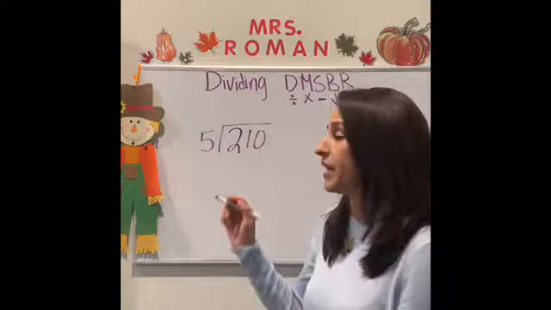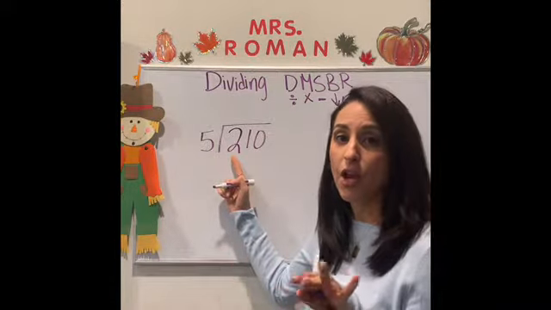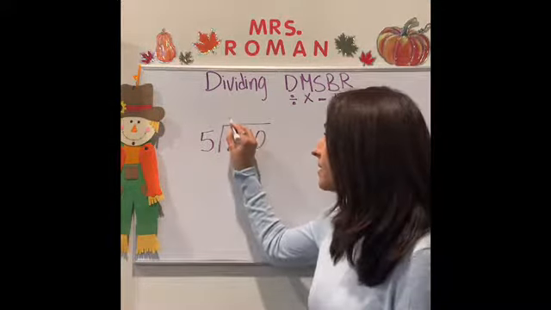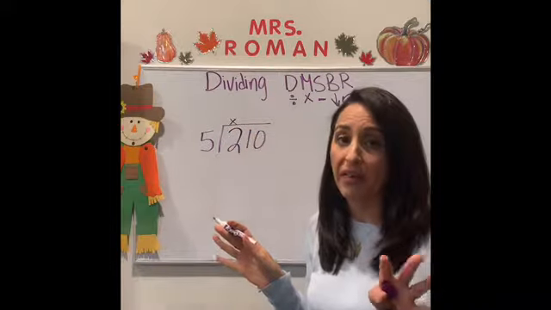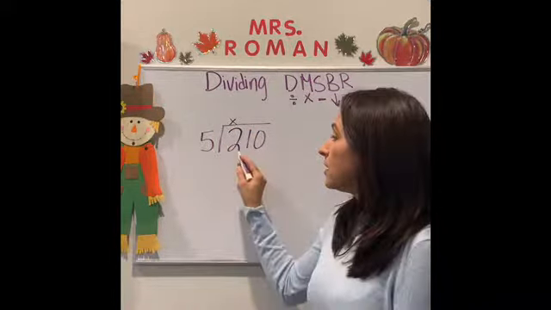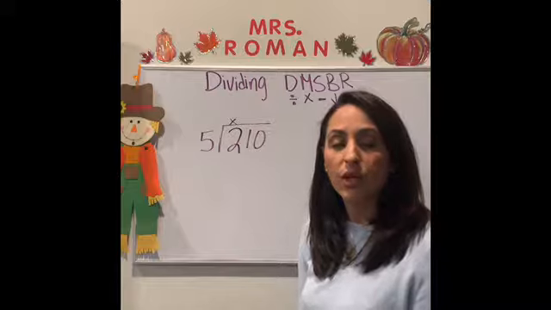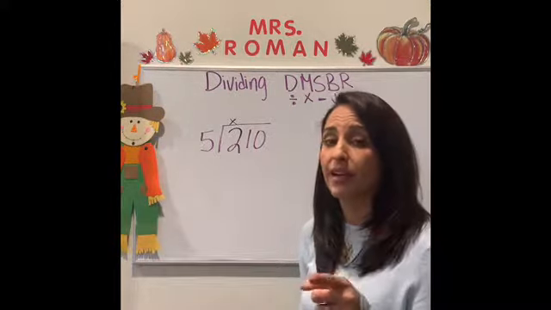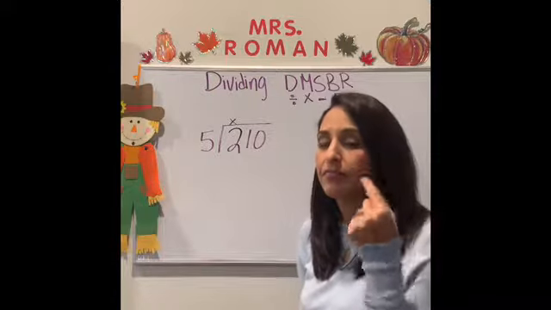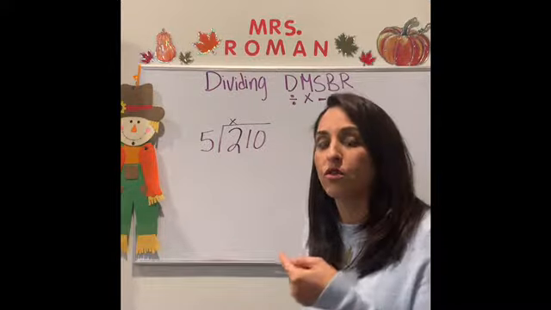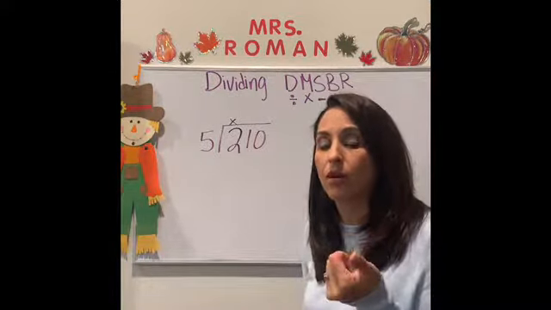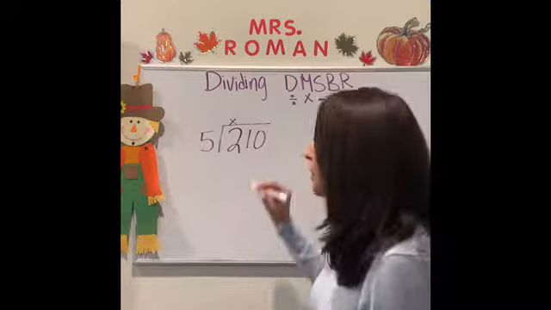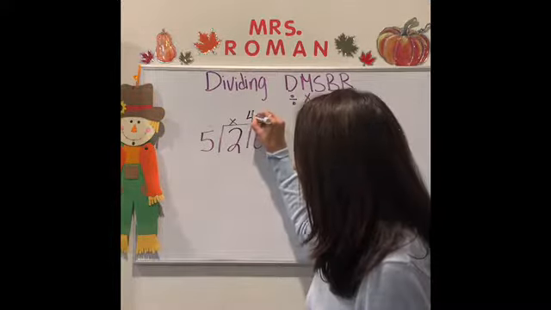Dad tells me to divide. Can 2 be divided by 5? No. You can place an X here, or you could just put nothing. 21. Can 21 be divided by 5? Yes, it can. Not evenly, but it can. So you think to yourself, 5 times what gets me close to 21? So 5 times 4. I put 4 above the 1.